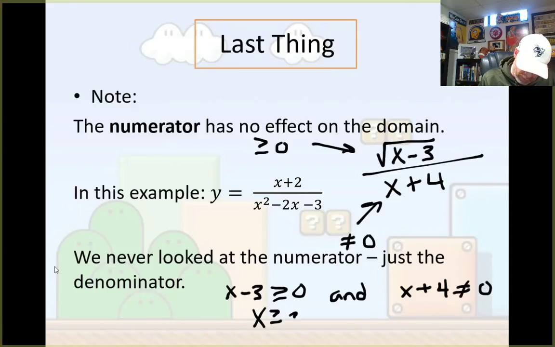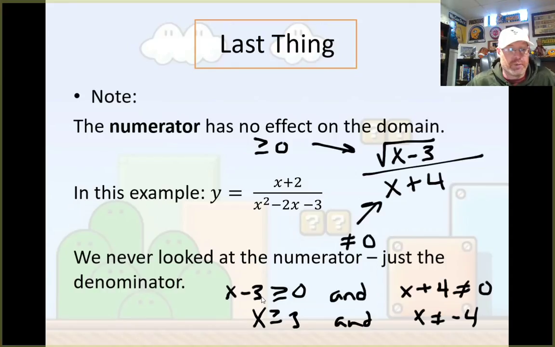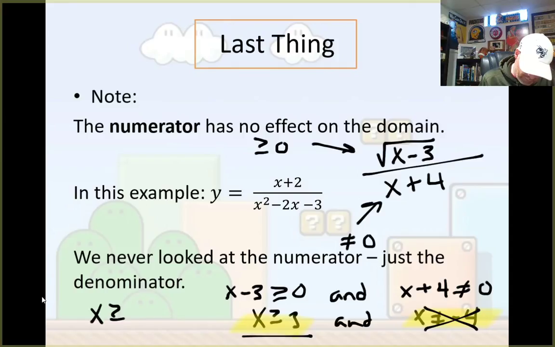x is greater than or equal to 3, and x cannot equal -4. So normally you'd be done. That would be your domain. But you do have to take a second and think about what we have as our answer here, because if that first part is true, that x is greater than or equal to 3, well then it's automatically not going to be equal to -4. So we can disregard this one because this one encompasses the whole domain. And that would be your domain.